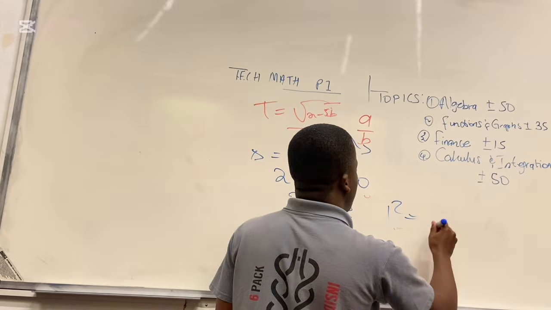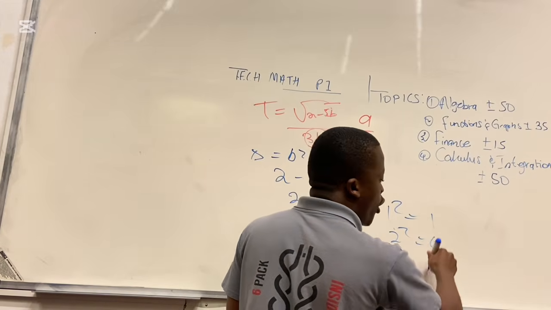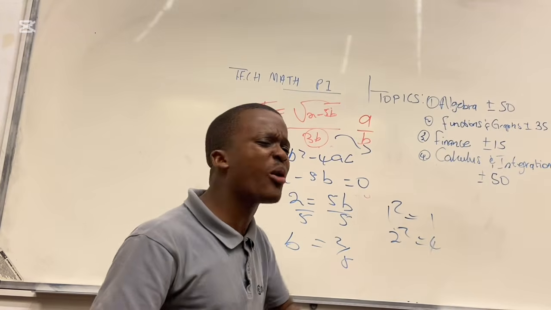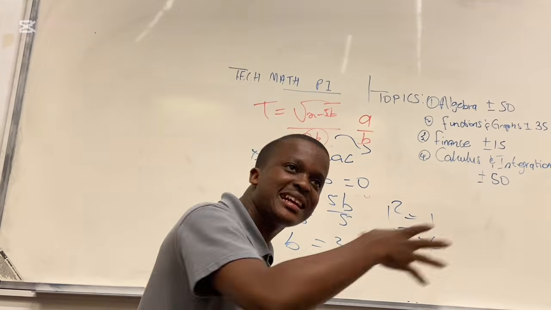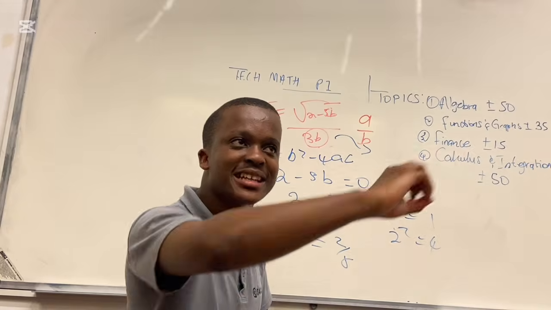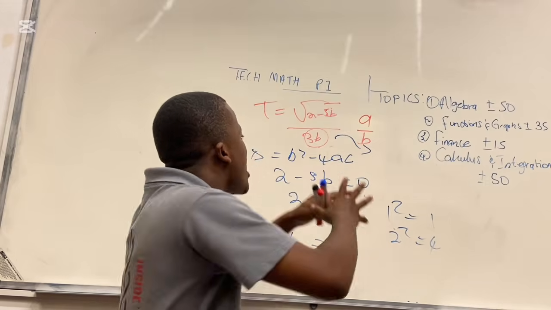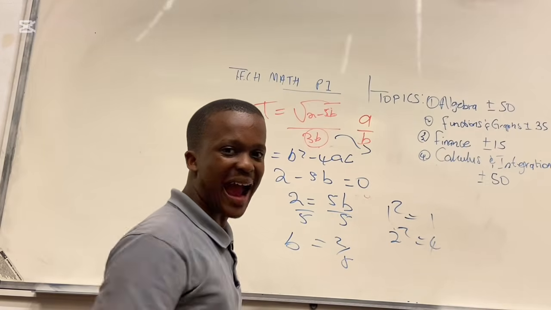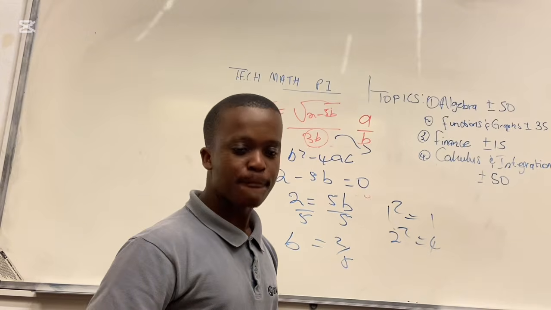We have 1 squared, which is 1, and 2 squared, which is 4. Is it a perfect square? Is it rational or irrational? We are dealing with rational numbers. You have to understand those terms, rational numbers and irrational numbers, so you have to know the properties in order to answer these kinds of questions.